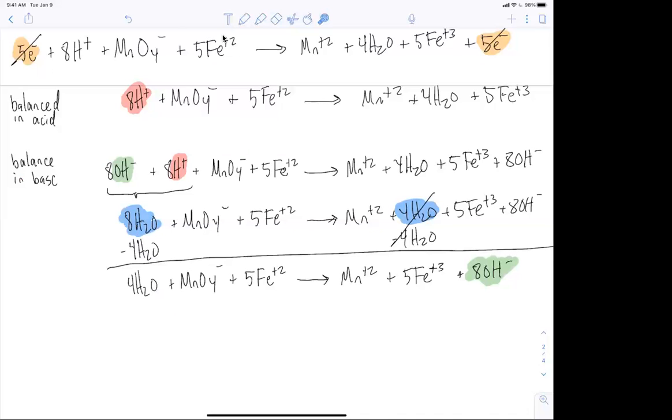Let's take a look. The things that you check first are to make sure that the atoms balance out. So I have 8 hydrogens here, I have 8 hydrogens there. I have 8 oxygens here, I have 8 oxygens on this side, 1 manganese, 5 irons, 5 irons. So that all balances out.